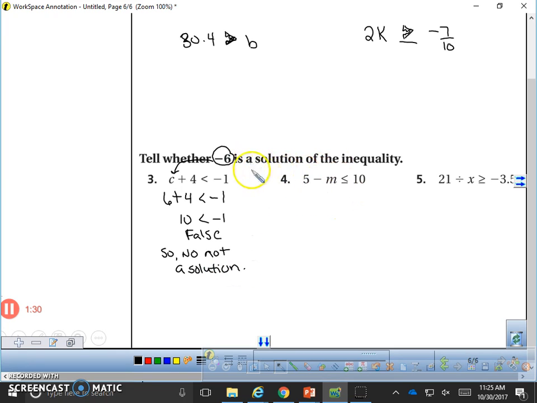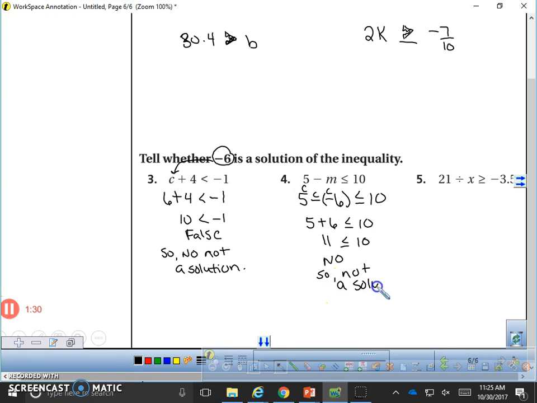Okay, number 4. 5 minus negative 6, is it less than or equal to 10? 5 minus negative 6. Keep, change, change. 5 plus 6. 5 plus 6 is 11. Is 11 less than or equal to 10? No. So, not a solution.